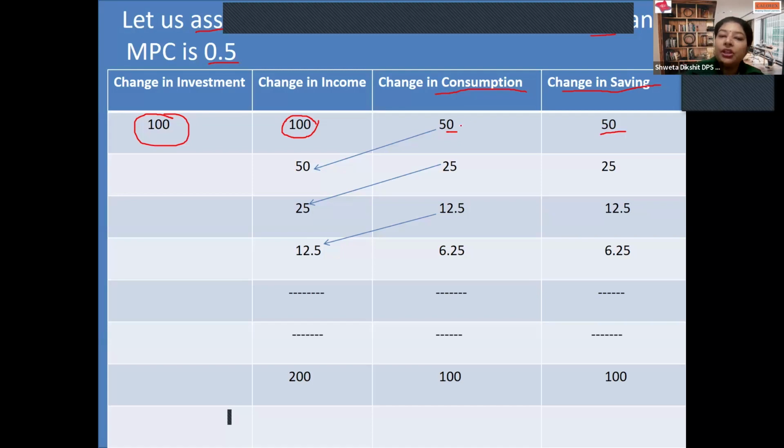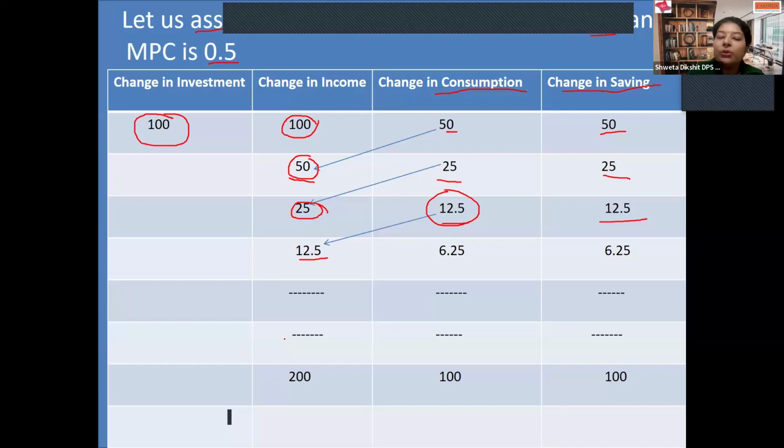So here 50 rupees which is being consumed becomes the income of another person. Now that person will further consume 25 rupees and will save 25, as MPC assumed is 0.5. So this 25 becomes the income of another person. Now that person will again save 12.5 and will consume 12.5. That 12.5 which is being consumed will become the income of another person. So this cycle goes on till we get 0.